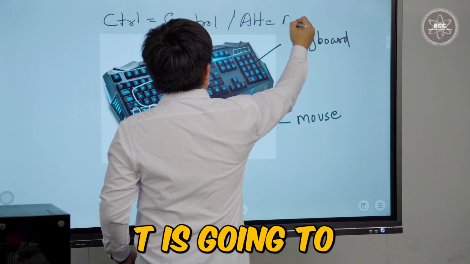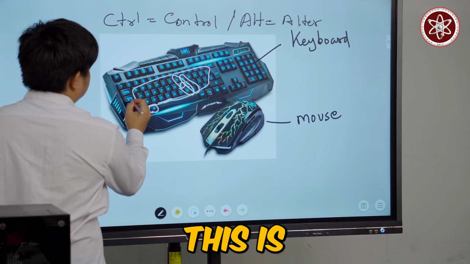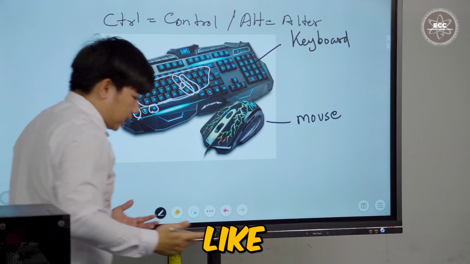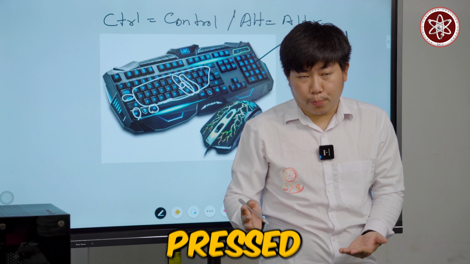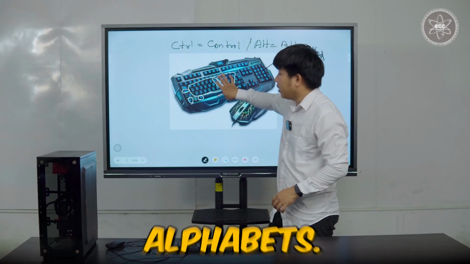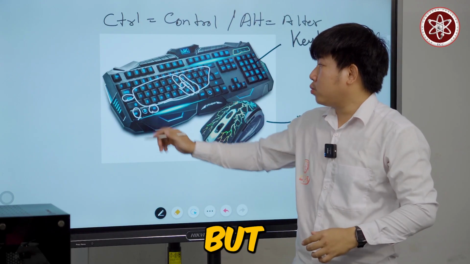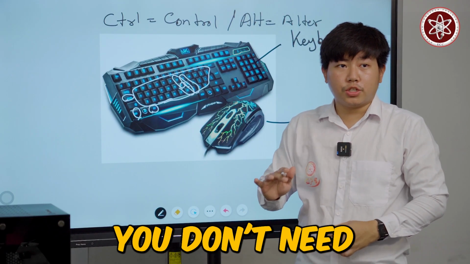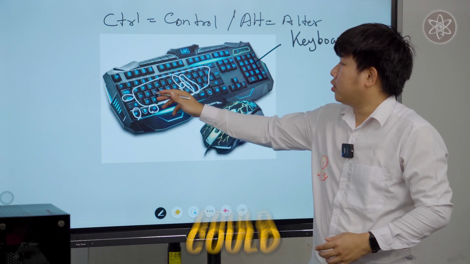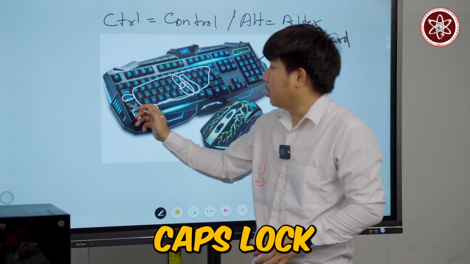ALT is equal to ALTER, alter. And this is Caps Lock. Caps Lock is like a shift key that is pressed continuously. When you press Shift and press the alphabets, they are written in capital letters. But when you press Caps Lock, you don't need to press the Shift key anymore. Instead, you can write the alphabets all in capital letters. So that's the function of Caps Lock.